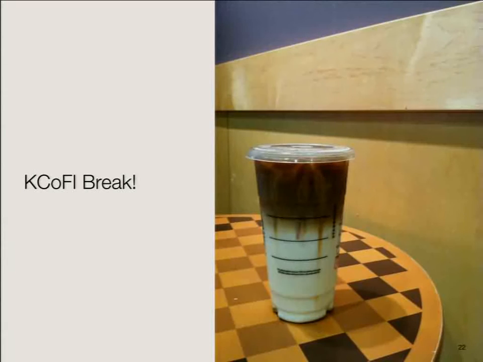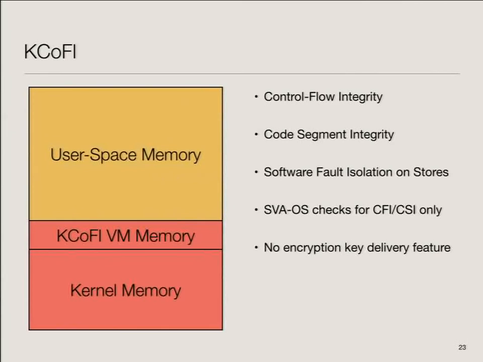All right, I'm going to move on, and we're going to go to Coffee Break. All right, so Coffee is essentially a subset of VirtualGhost. Coffee divides the virtual address space into three regions. It's got the user space region, the kernel region, and then the Coffee VM memory region. So this is the VirtualGhost VM memory, just renamed as Coffee VM memory. Coffee provides control flow integrity so that we know where we're jumping to in the kernel code segment. It gives us code segment integrity so the operating system kernel code does not change. It gives us software fault isolation on stores.